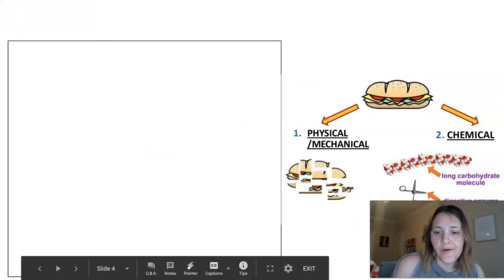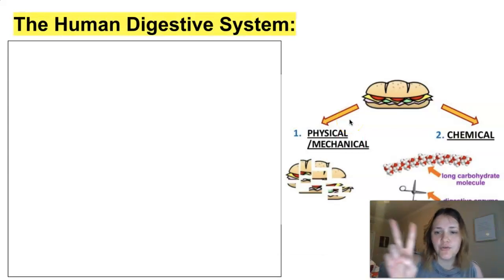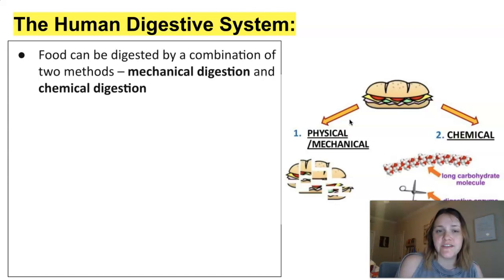Okay, so a little bit more about the human digestive system. There are two types of digestion that happen when you eat food and it has to pass through your body. So it can be digested by a combination of these methods. It basically is always digested by a combination of these methods. The first is mechanical digestion. This should make logical sense. When you eat food, you have to break it up mechanically. This is things like chewing.